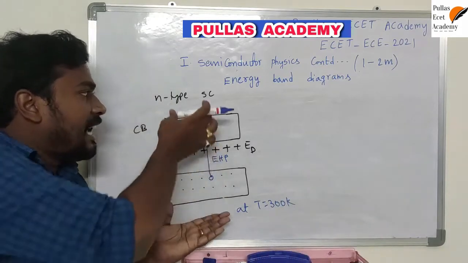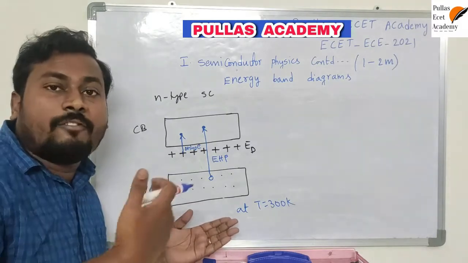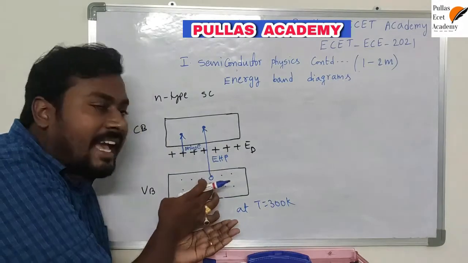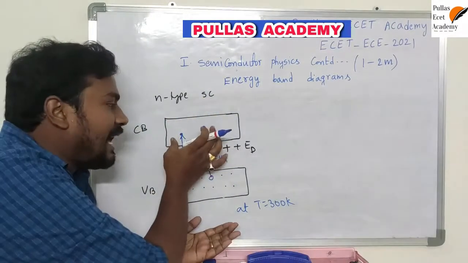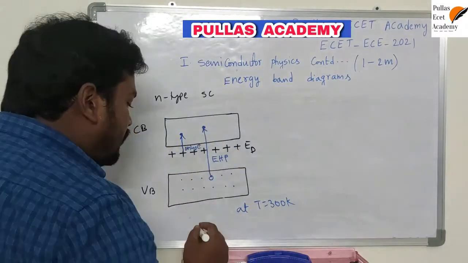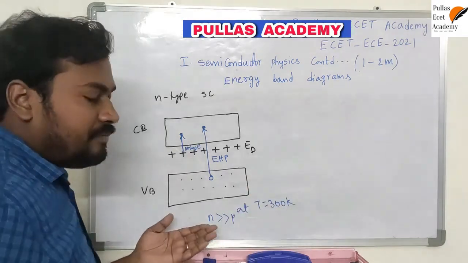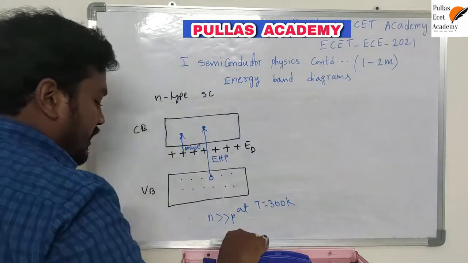Now tell me, in n-type semiconductor, I have told you, majority carriers are electrons and minority carriers are holes. In n-type semiconductor, majority carriers are electrons and minority carriers are holes. So that's why I have told n is much greater than p. If you remember.